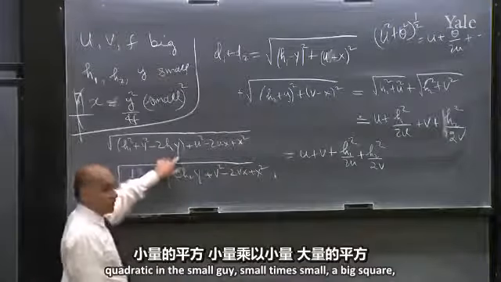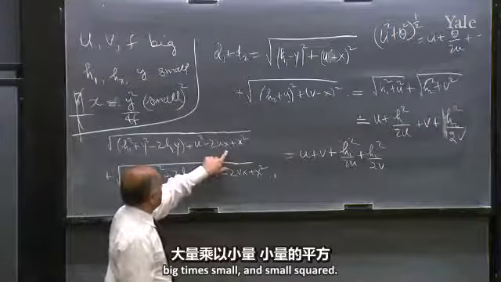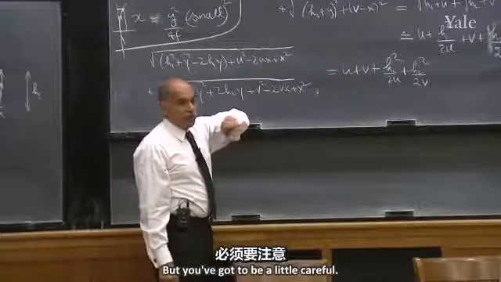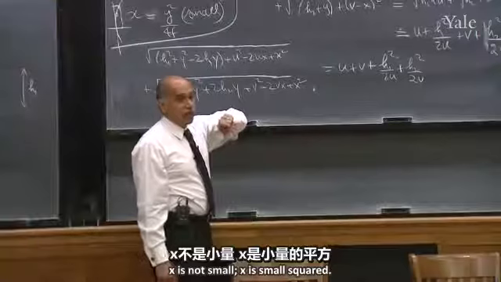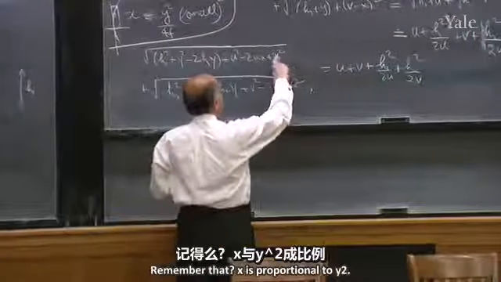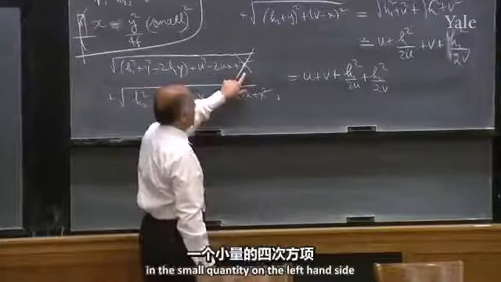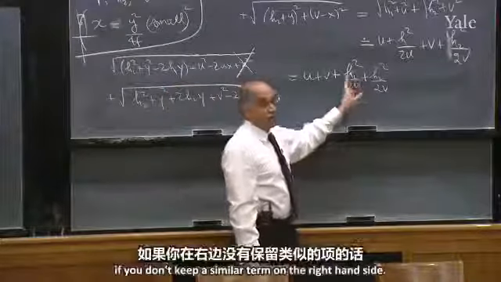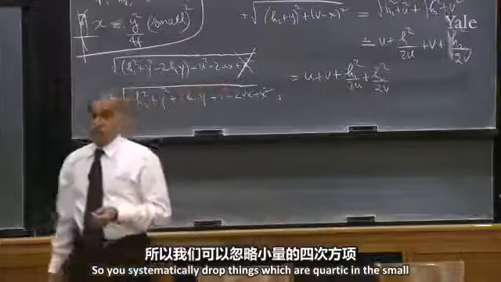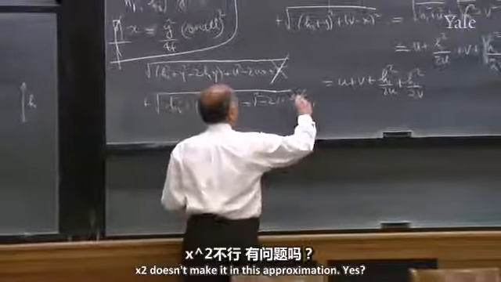Small times small, big square, big times small, and small square, but you've got to be a little careful. X is not small. X is small square. Remember that? X is proportional to y squared. This is proportional to y to the 4th. You cannot keep a term to 4th order in the small quantity on the left-hand side if you don't keep a similar term on the right-hand side. So you systematically drop things which are quartic in the small. So even though x makes it, x squared doesn't make it in this approximation.